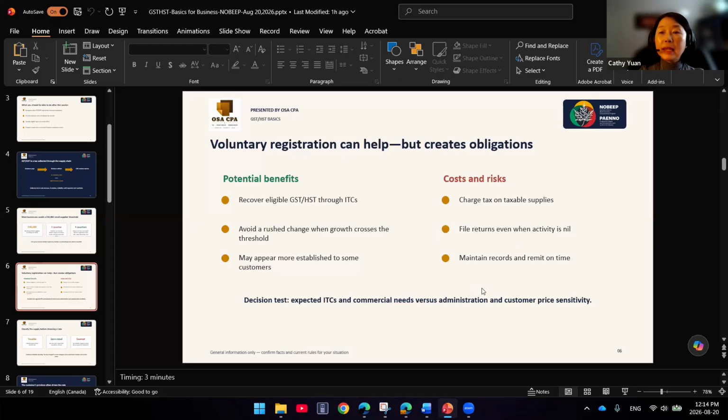One more thing is that once we open this tax account, we have to maintain records and remit on time. That is, whether we open this tax account monthly, quarterly, or annually, we have to maintain the accounting records according to the period, then do the tax return.